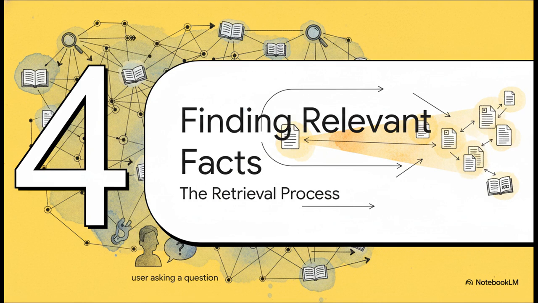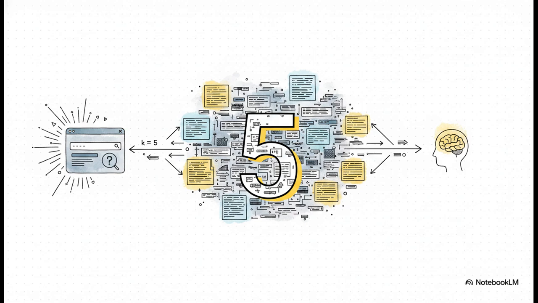Now a user comes along and asks a question. This kicks off Section 4, finding relevant facts. This is the retrieval part of the process. So when a user asks a question, the first thing we do is turn that question into a vector too. Then the system searches the database for the text chunks that have the most similar vectors.